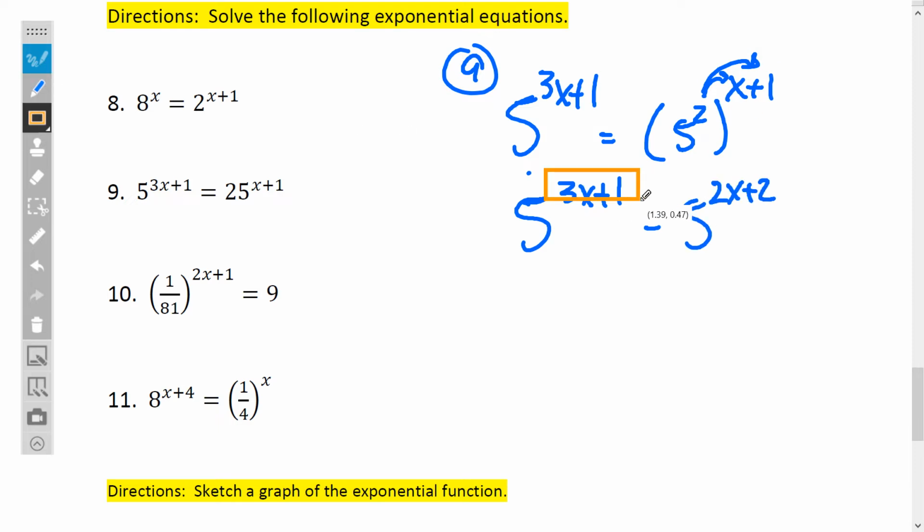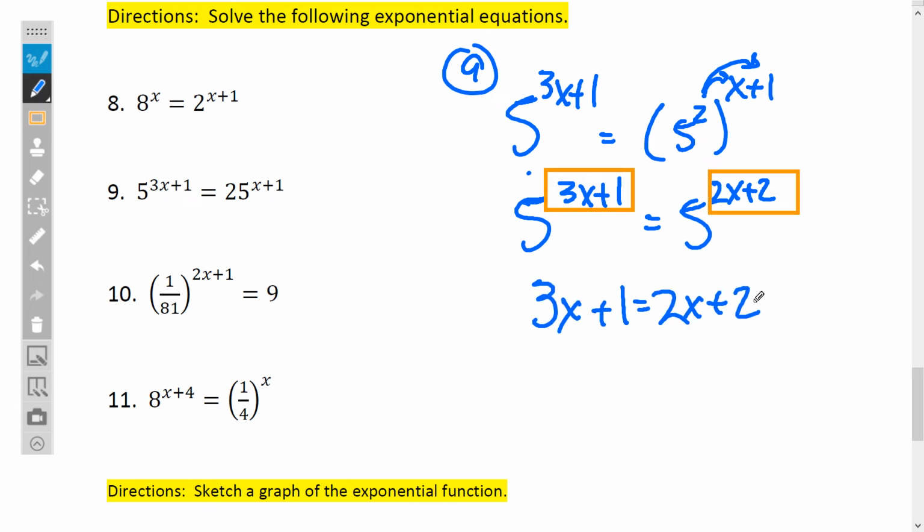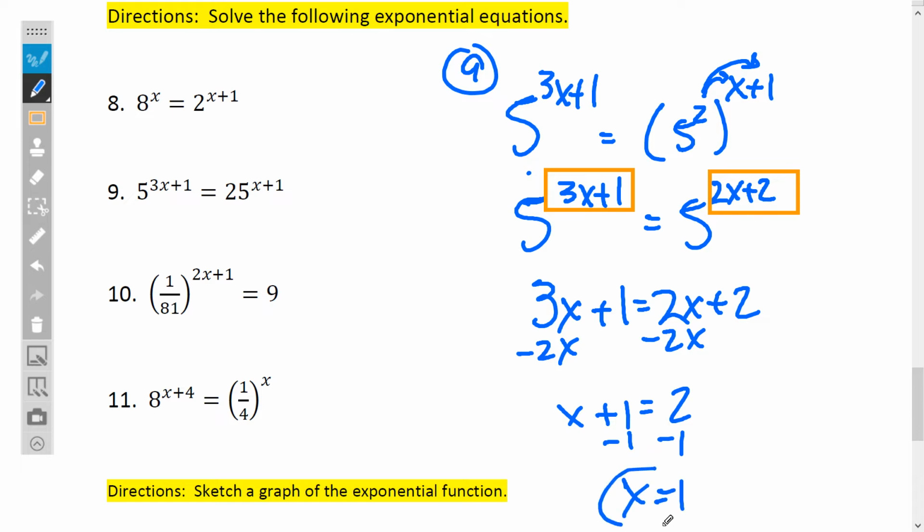Now that the bases are exactly the same, our assumption is that the exponents must also be the same. So 3x plus 1 equals 2x plus 2. We can solve this. Let's move the x's to the left side. So x plus 1 equals 2. Move the 1 to the right side, and we get x is equal to 1. So our solution for number 9, x is equal to 1. If you plug 1 into both of these, both sides will be the same number.